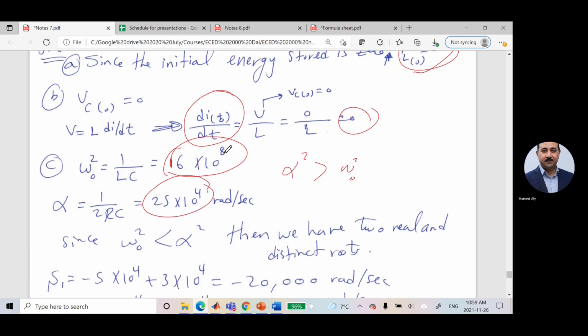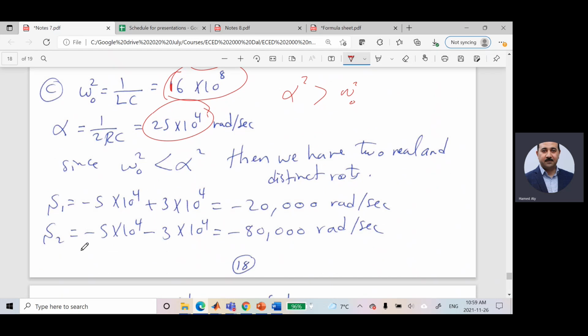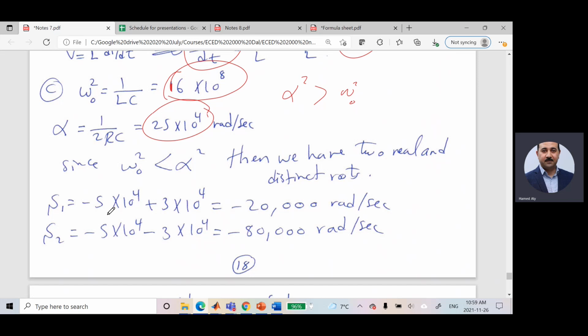So here I continue finding s1 and s2 because he asked me about the roots. s1 is equal to negative alpha plus square root of alpha squared minus omega squared, and s2 is equal to, by the same way, actually, I have j here. I forgot to write j. Oh, sorry, I don't have j because this is overdamped. I thought it's underdamped. I don't have j. There is nothing. So this guy is s1 and this guy is s2.